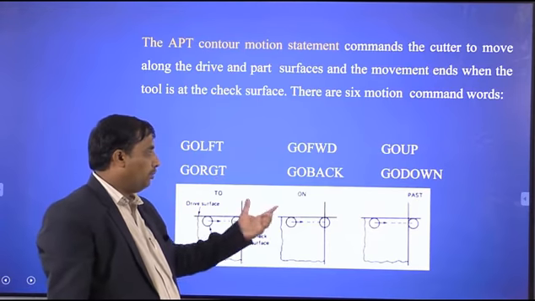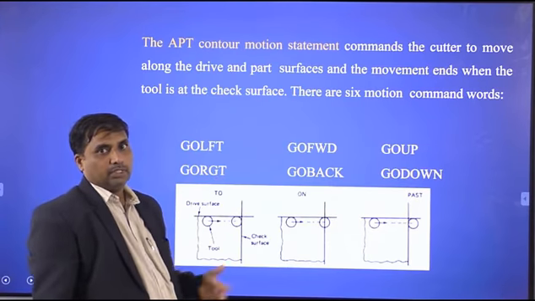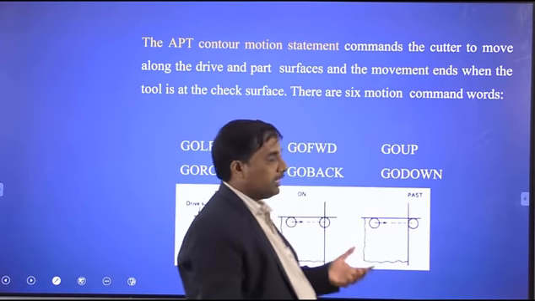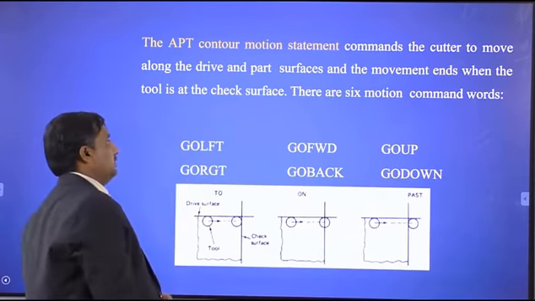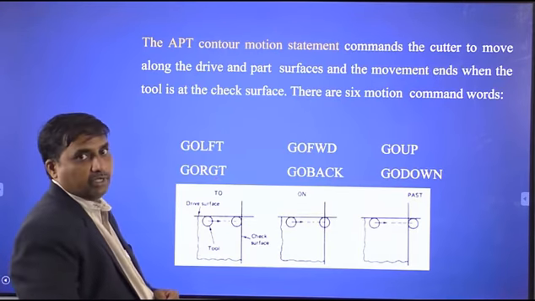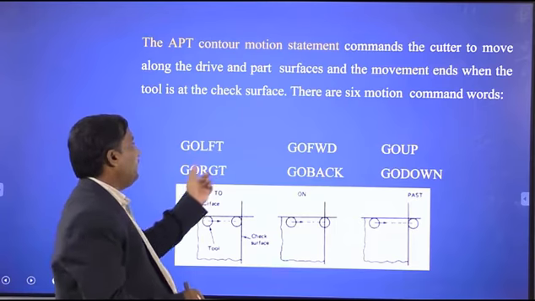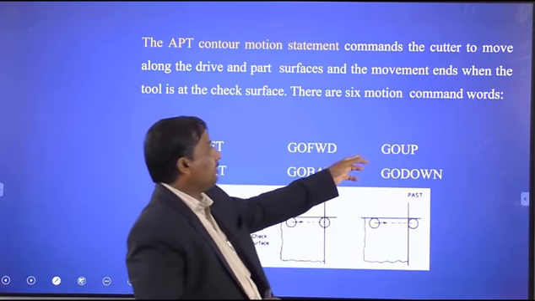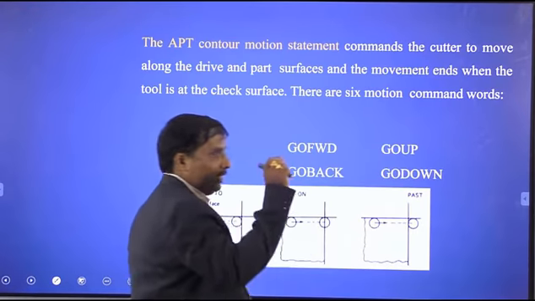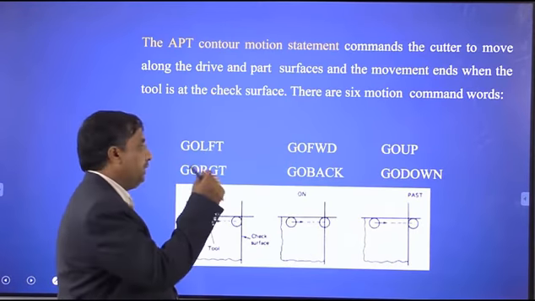Go forward and go backward. Similarly, go up and go down. These six are cutting tool movements in APT language. Okay, go left, go right, go forward, go backward, go up and go down. That is the cutting tool movement in upward direction, downward direction, left and right, forward and backward.